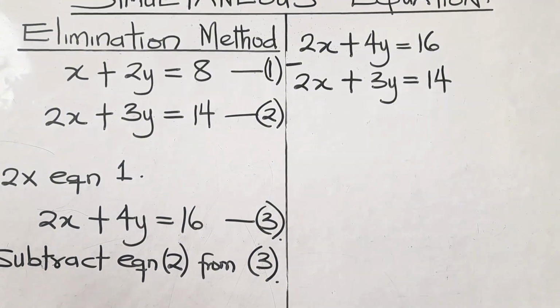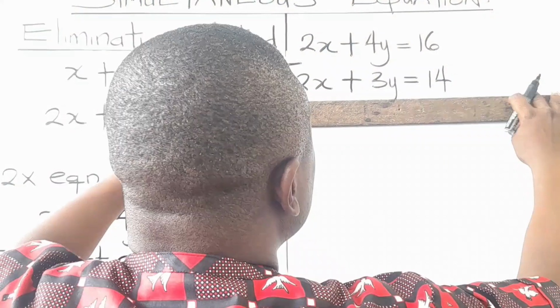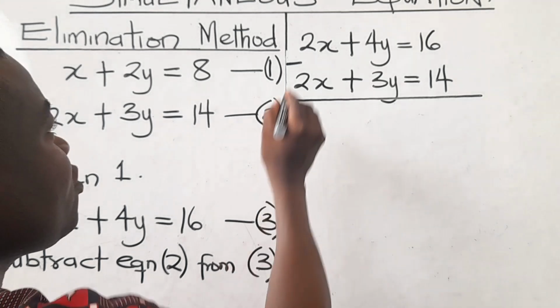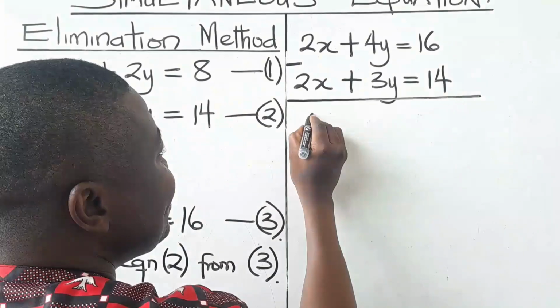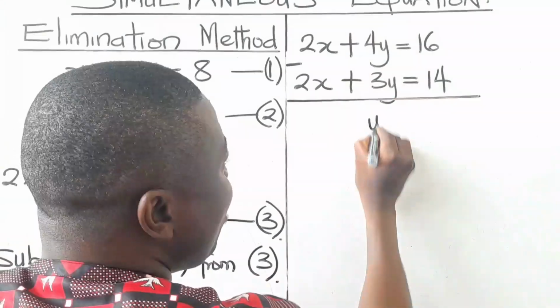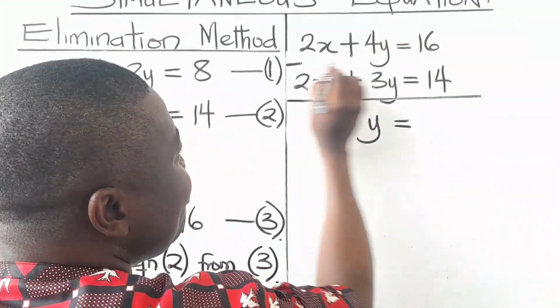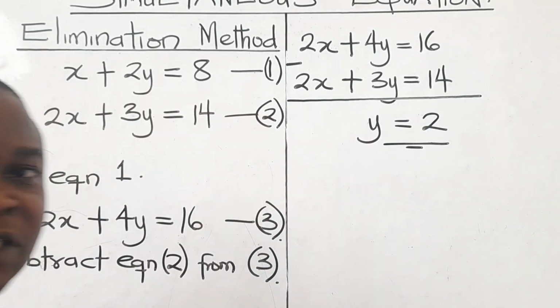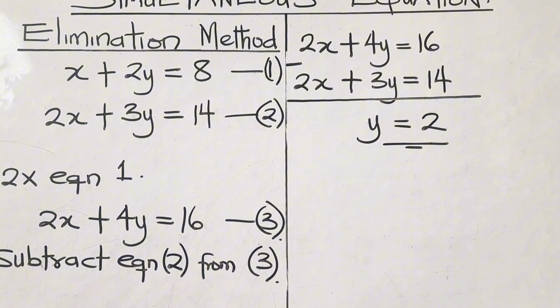Let's help ourselves so our work will be nicer. Okay, so 2x minus 2x is 0. Let's leave it. 4y minus 3y is y. 16 minus 14 is 2. Ta-da! We've gotten the value for y. y is equal to 2.